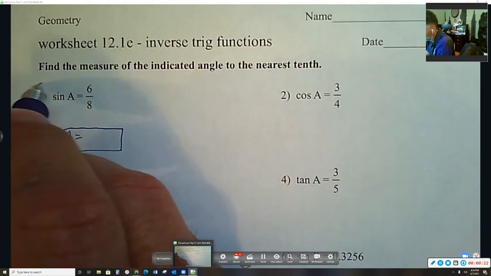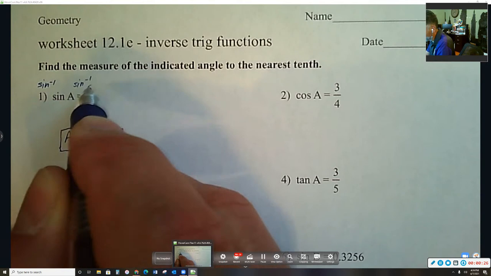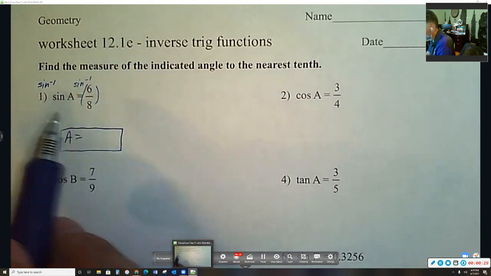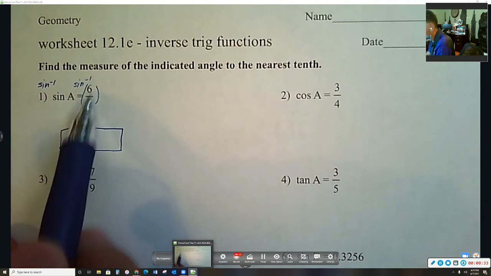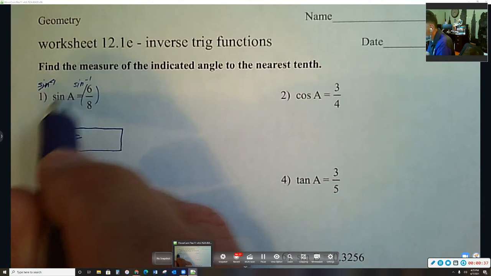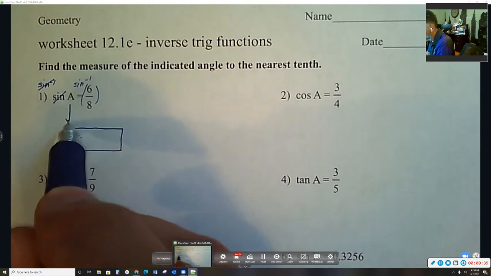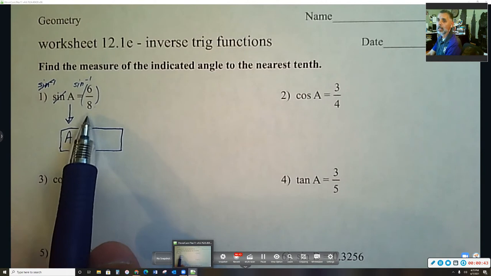So what we need to do is take sine inverse of both sides. So we have sine inverse of sine A and then sine inverse of 6/8. The sine inverse and sine cancel, and that's where the A comes out. And then this part right here, we can just type into the calculator.